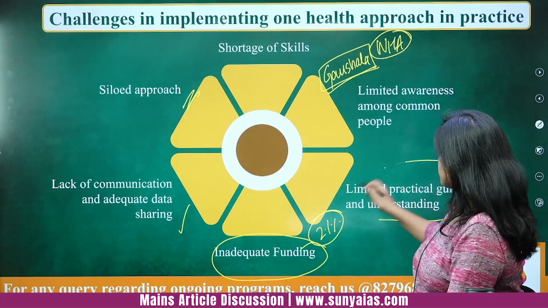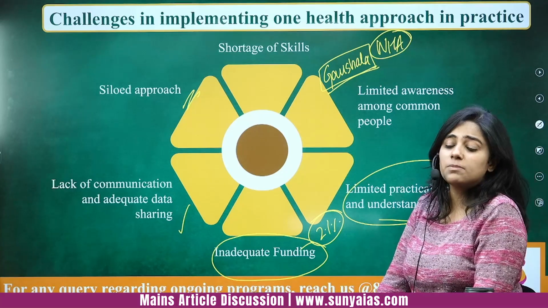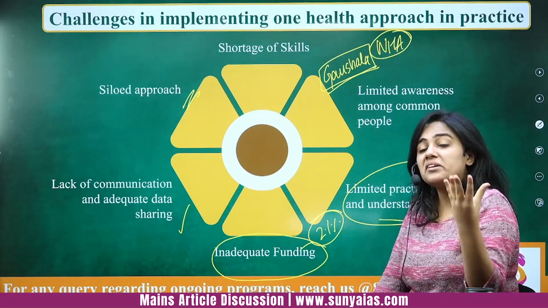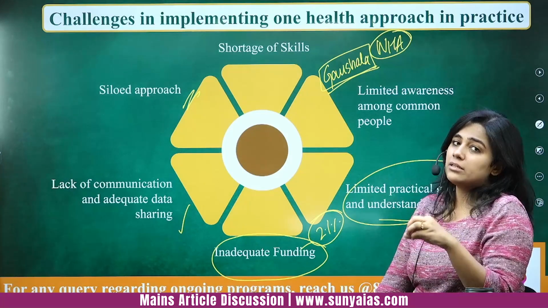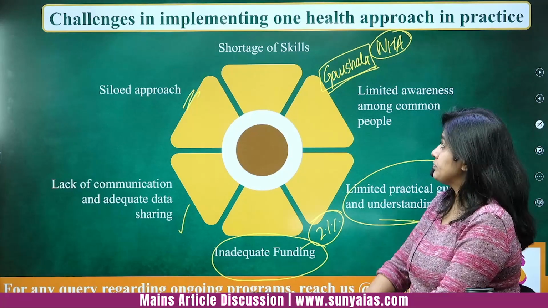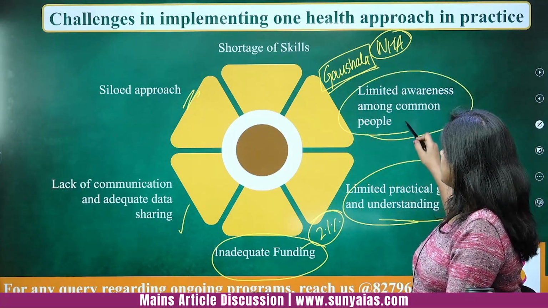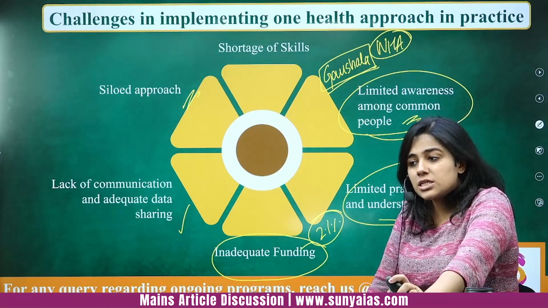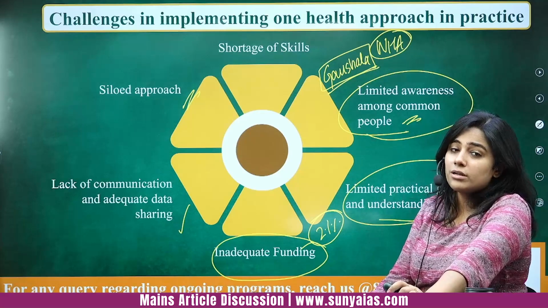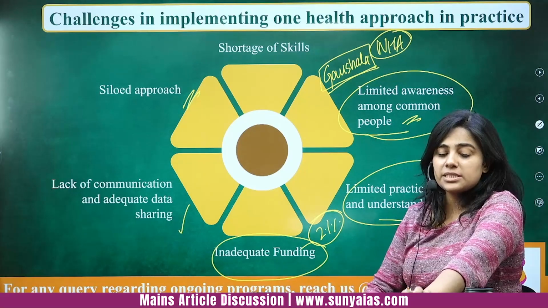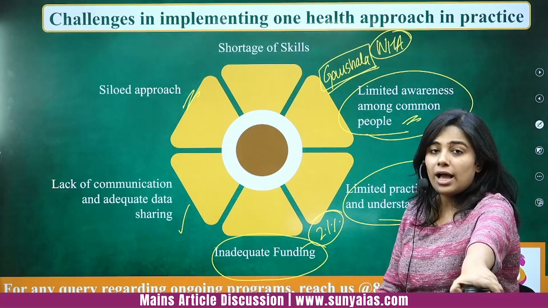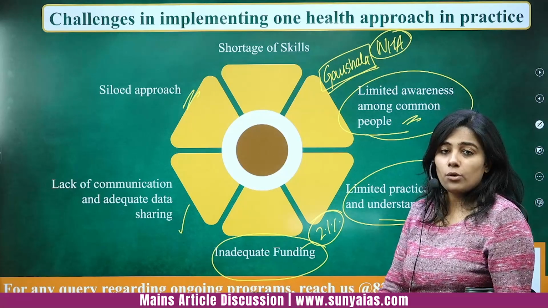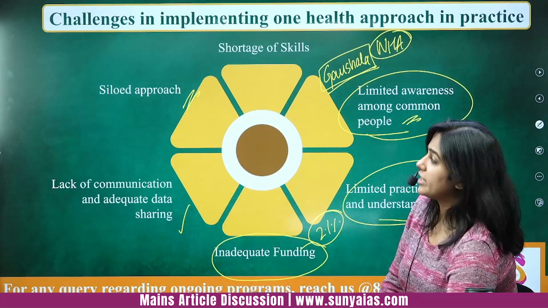Then limited practical guidance, because it's hardly the case when veterinarians and doctors are sitting together and planning at the government level. And limited awareness among common people as well. People go on touching stray animals, or being violent with stray animals. It's either of the two, and they are not aware of the repercussions that can be there. Okay, so that is lack of awareness itself.